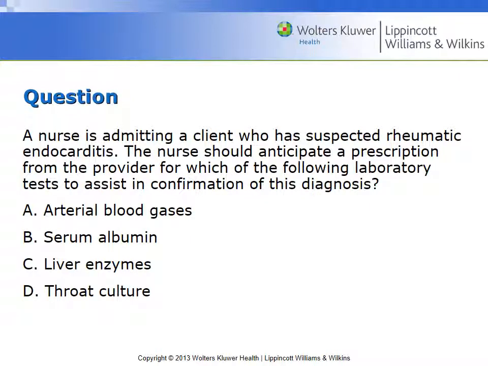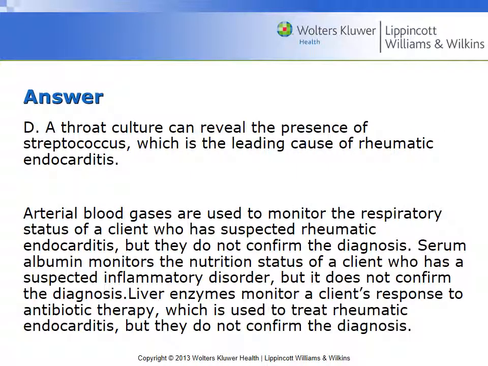A nurse is admitting a client who has suspected rheumatic endocarditis. The nurse should anticipate a prescription from the provider for which of the following laboratory tests to assist in confirmation of this diagnosis? A throat culture can reveal the presence of streptococcus, which is the leading cause of rheumatic endocarditis.